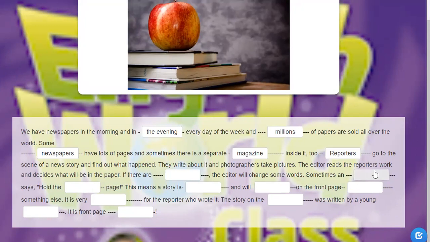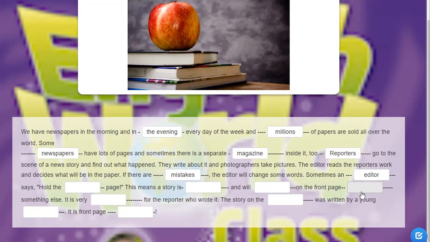The editor reads the reporter's work and decides what will be in the paper. If there are corrections or mistakes, wrong things, as we mentioned about the mistakes, the editor will change some words. Sometimes, of course, it's an editor who says, put it on the front page. This is a very good piece of news. This is a very important piece of news. He says it will attract people to read.